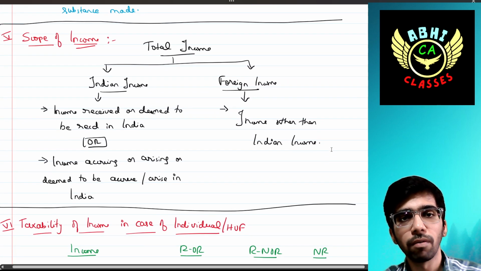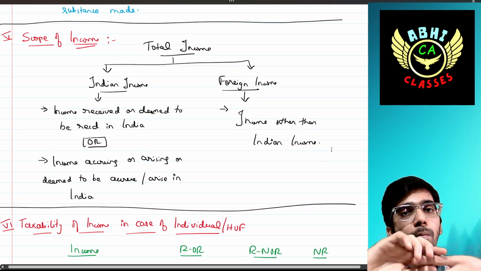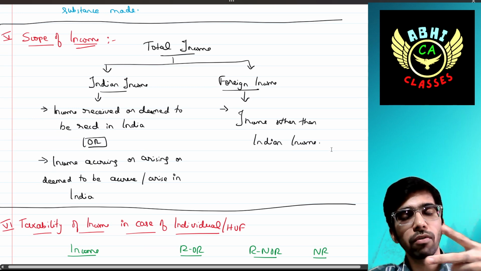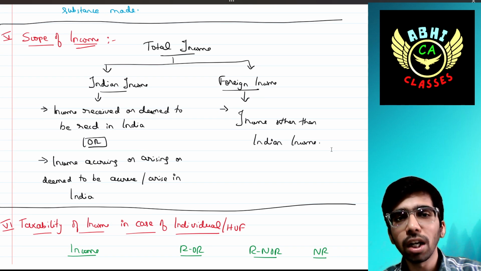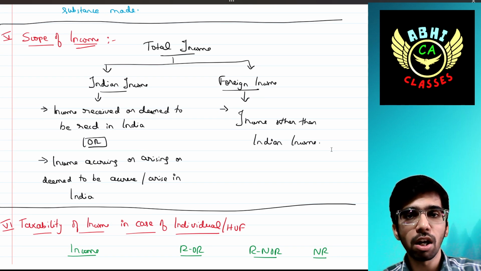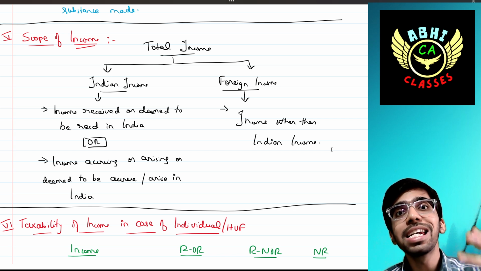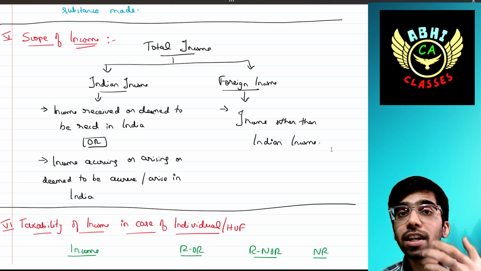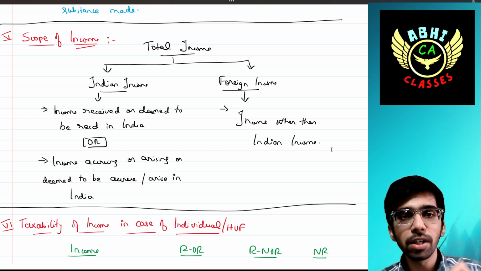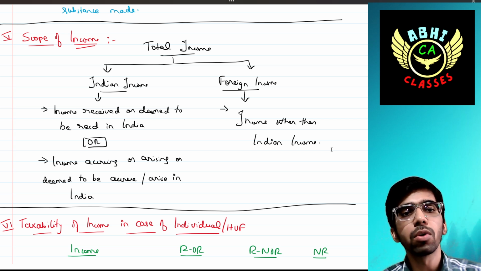Next is scope of income. This chapter is divided into two parts. One is residential status. Next is scope of income. We have discussed residential status. Now we will see the scope of income. Total income includes Indian income and foreign income. What do you mean by Indian income? Indian income is income received or deemed to be received in India.